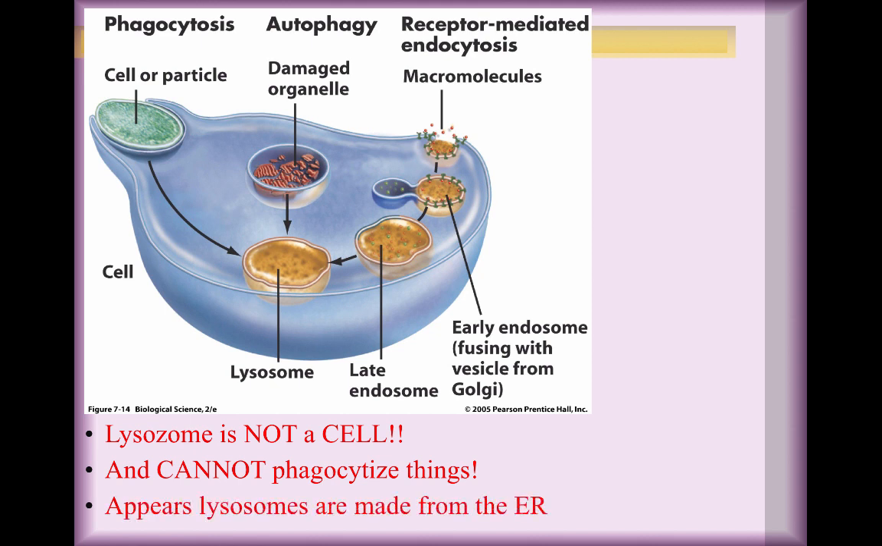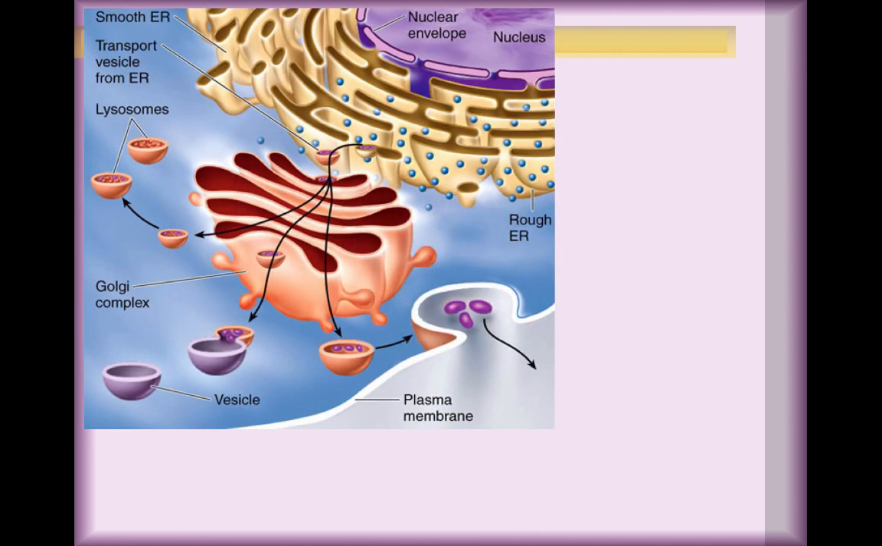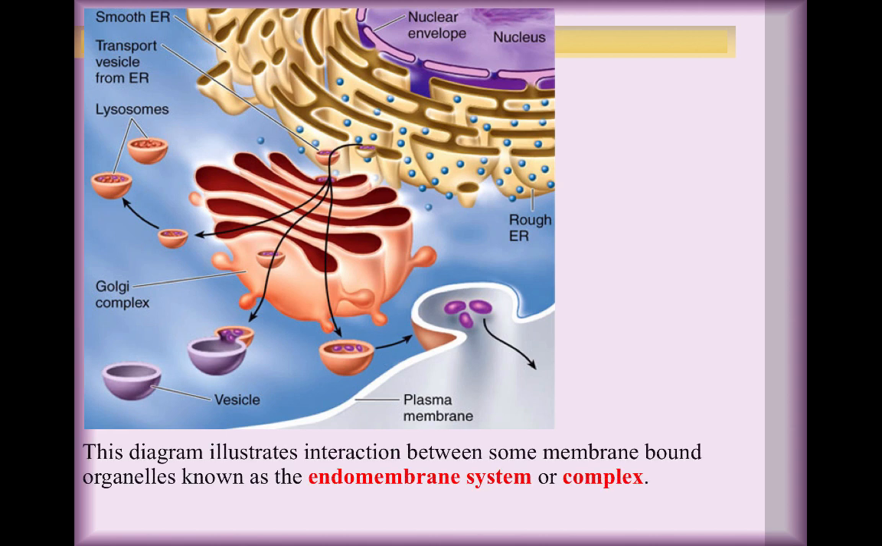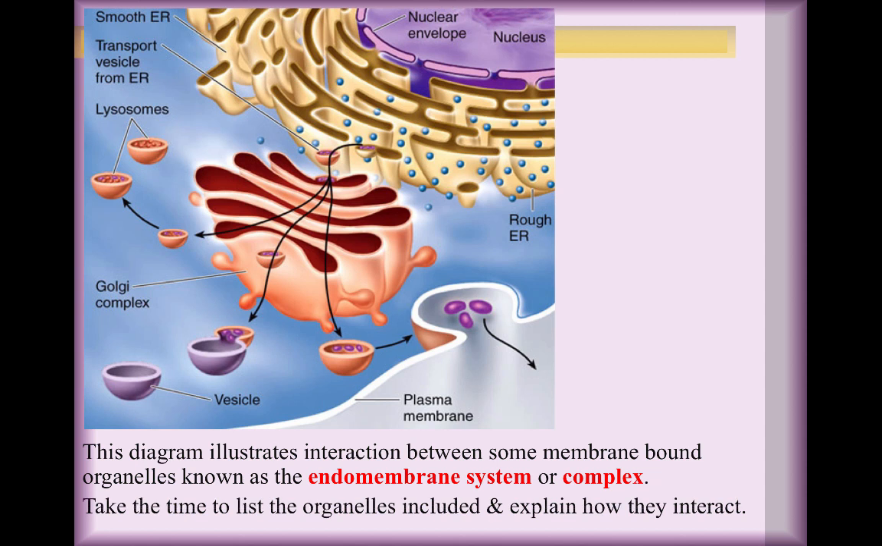And it appears that the lysosomes are actually made from the ER and then will take in proteins that were made in the ER and modified in the Golgi apparatus. Here you can see a number of the membrane-bound organelles that work together, and they work together in what's been referred to as an endomembrane system or an endomembrane complex. And what I would like you to do is to pause the video, and I would like you to identify those things in the cell which are enclosed in phospholipid bilayer, and then talk a little bit, write down how they interact with one another to do their jobs.